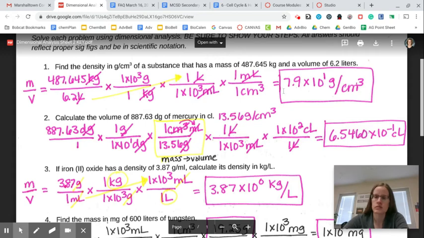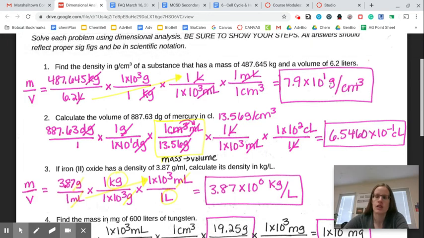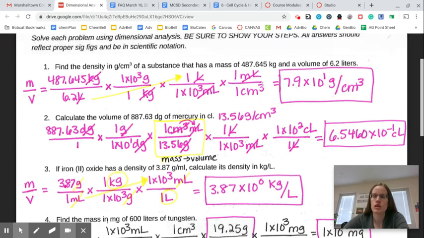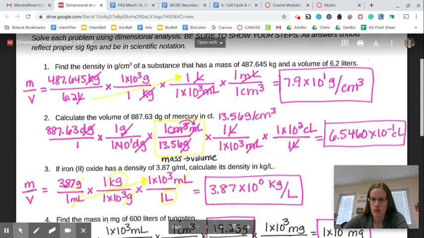And then sig figs, 6.2 has 2 sig figs. So I'm going to round it to 7.9 times 10 to the first. I've got grams per centimeter cubed because grams don't cancel and centimeters cubed don't cancel. So that leaves me both of those for my label.